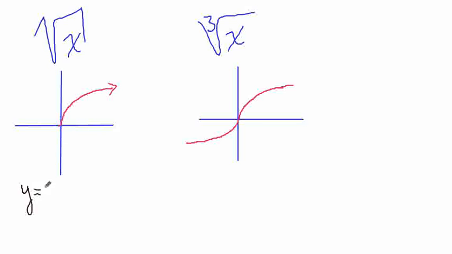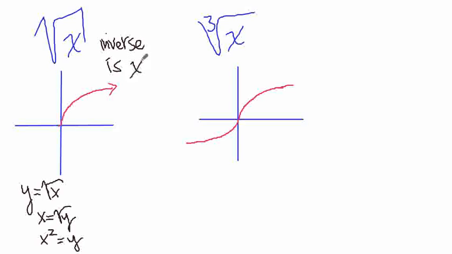So y equals the square root of x. Let's swap the x and y and solve for y again. Let's square both sides. So, there you have it. y equals x squared. So the inverse function is x squared, but the domain is limited, so it's only for x greater than or equal to 0. Remember limited domains.